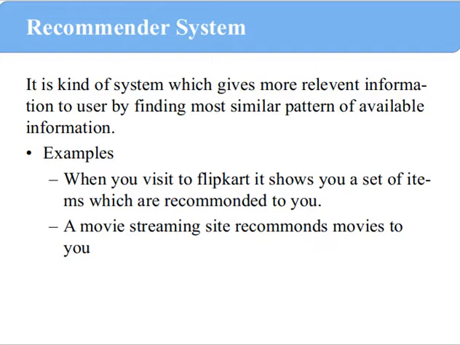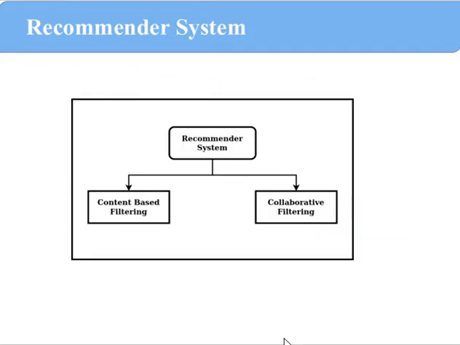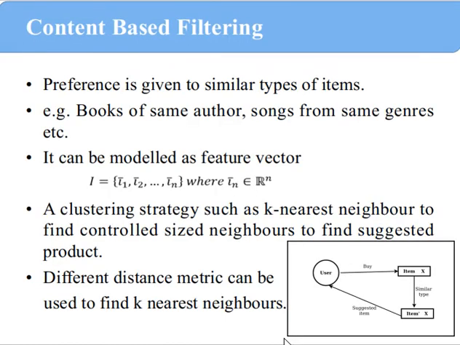Now let's move towards the next slide. So here we have the recommendation system. It is basically categorized into two parts. Very first one is the content based filtering and another one is collaborative filtering. Content based filtering is also called the user base. Now let us look at the content based filtering.